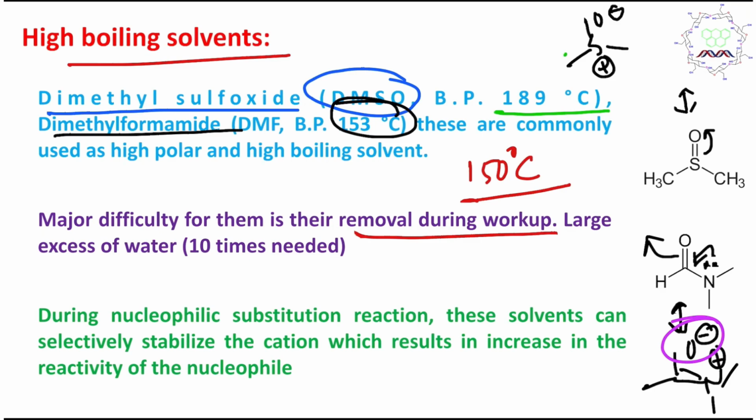Then for example, in an ethyl acetate water workup, ethyl acetate extracts the organic compound and the polar compound goes to the water layer. Now in this case also, as I told, DMSO and DMF can also stabilize the intermediate such that the rate of SN2 type reaction or reactivity of nucleophile could be increased.